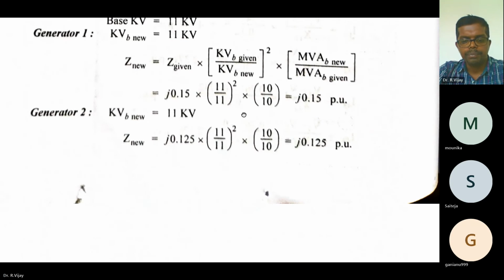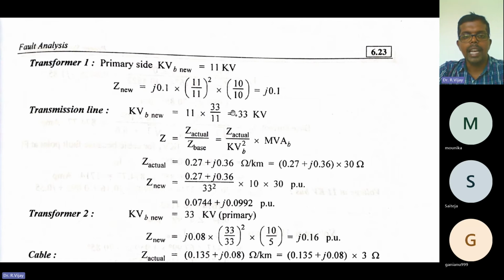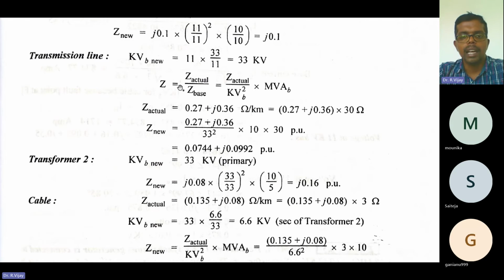Here you see the transmission line: KVB new is equal to 33 kilovolt. Here Z new is equal to Z actual divided by Z base. This formula we have already seen before for the transmission line. I will give you that video link in the comments, so you can watch it and get it clarified. So this is not any new formula you need to memorize.